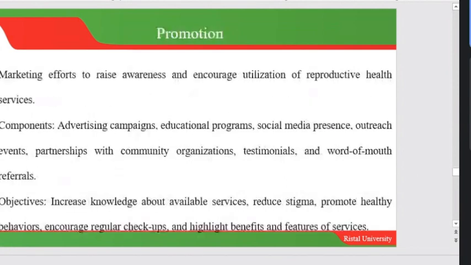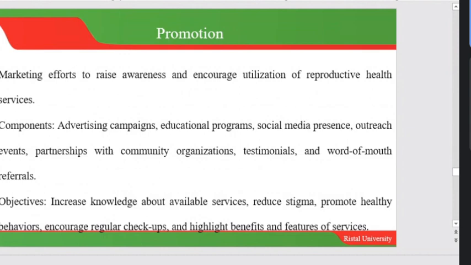So when you're looking at the objectives of your health promotion, if you're doing advertising campaigns, then you want to increase the knowledge about the available services. For example, you want to tell people that these services are available, this is how you can get them, this is where you can get them. That is how you should be able to advertise.